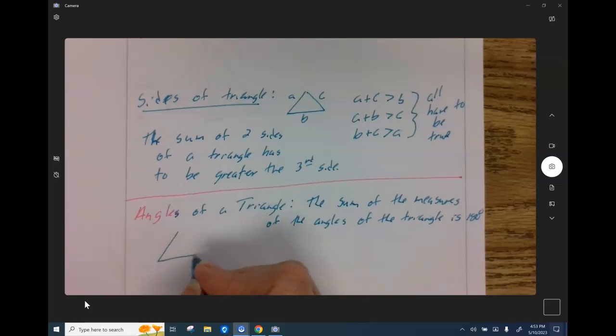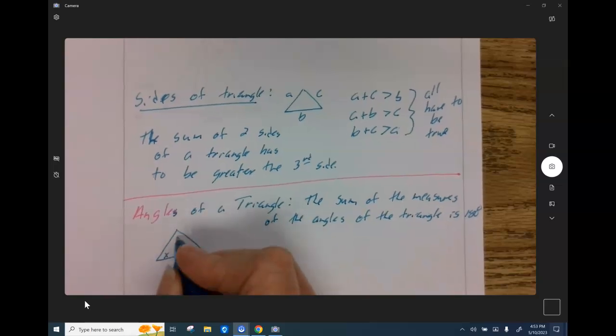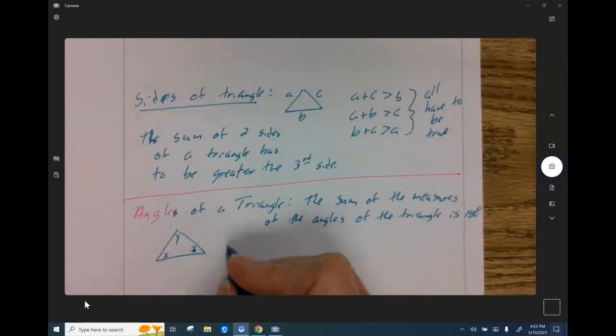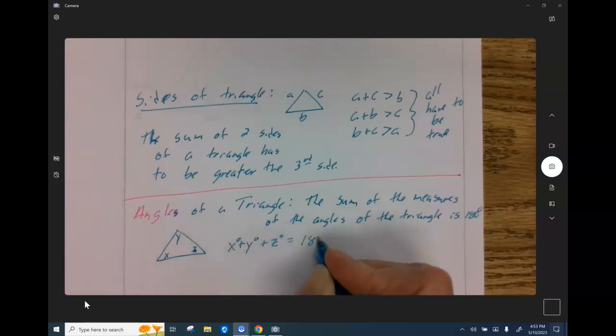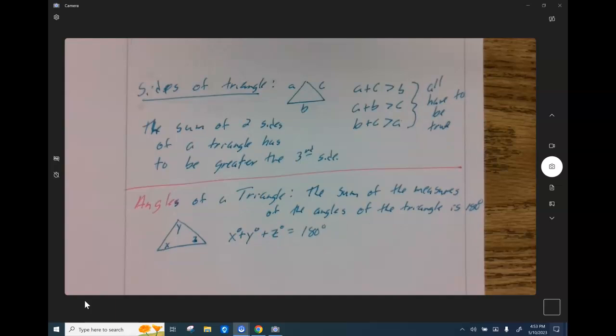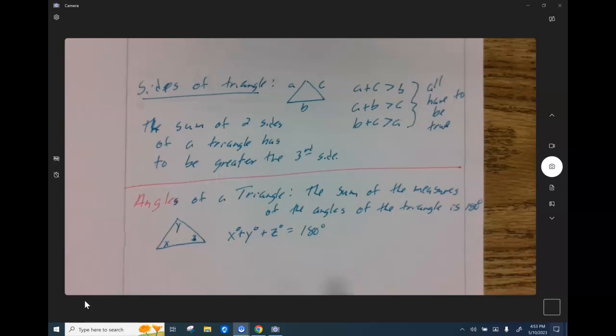So here we go. Here's our triangle. Here's x and y and z. Okay, and it's the angles of a triangle. So x degrees plus y degrees plus z degrees is equal to 180 degrees. Always, always, always true. And it has to be that way or else it's not a triangle. So we use this one in two ways. One to determine if it was a triangle, and one to decide what one of the other angles was.